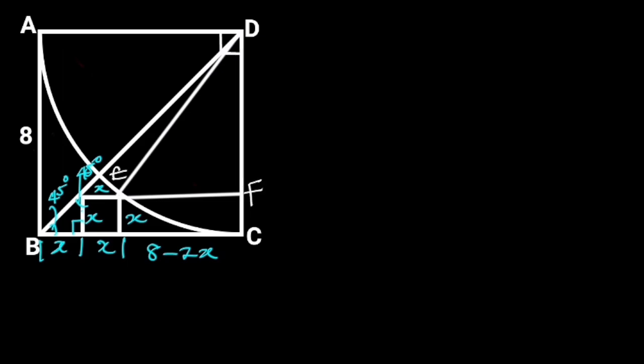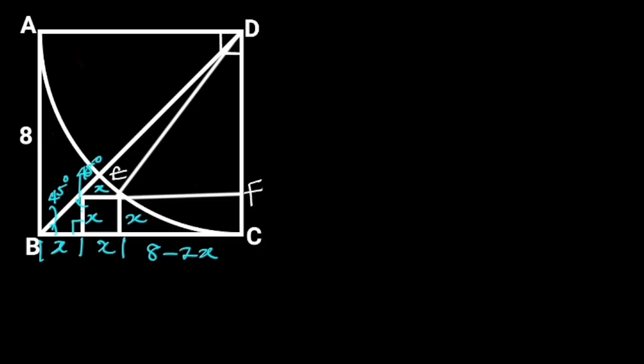Now, observe that this triangle is an isosceles triangle, since the opposite angles are equal. It follows that the two sides of this triangle are equal. Since this side is x, this side will be x. And the remaining length of this side of the square will be 8 minus 2x. Next, let's extend this line to DC, and also draw another straight line from the top right vertex of the smaller square to D. Let this point be E, and this point F.